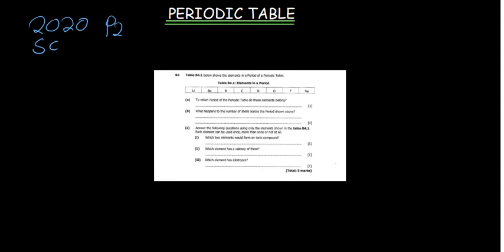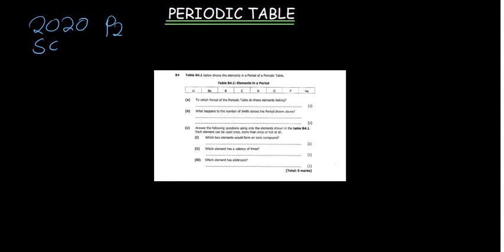The first question that came is like we are given a table of elements. We have been given lithium, beryllium, boron, carbon, nitrogen, oxygen, fluorine, and neon. The first question is asking us to say to which period of the periodic table do these elements belong. Before we even dive into answering this question, we need to familiarize ourselves with the periodic table.